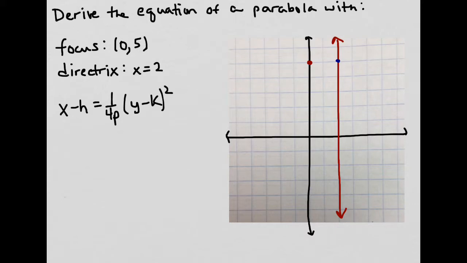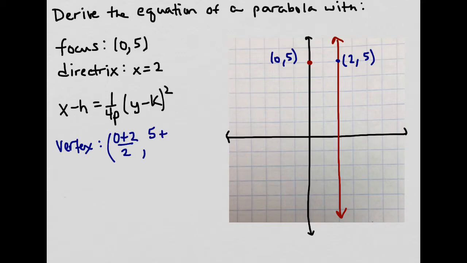You could also just count the boxes between and figure out what your vertex is, but I'm going to show the other way. So my point on this line is going to be (2, 5), and this point is (0, 5). So if I'm using the midpoint, then my vertex is going to equal my x1 plus my x2 divided by 2, my y1 plus my y2 divided by 2, which is going to be 2 over 2, 10 over 2, or (1, 5).